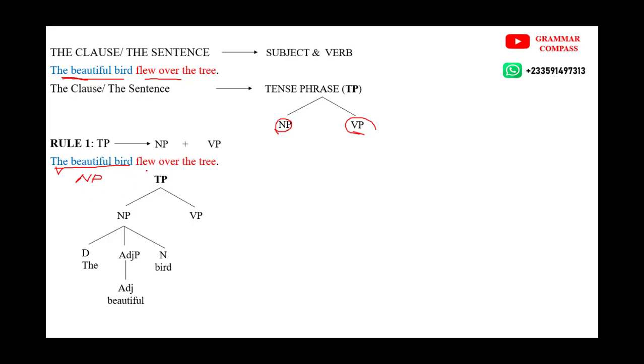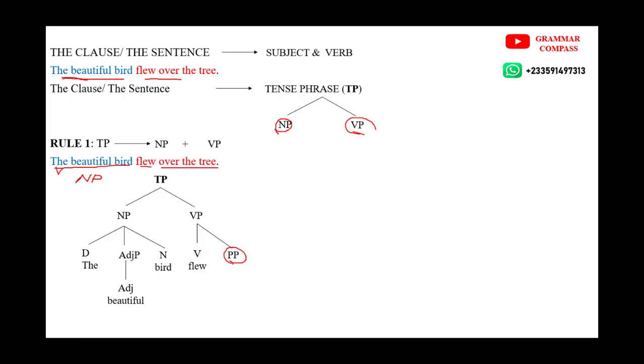Let us move on to break down our verb phrase. We already know how to break down verb phrases in phrase structure grammar. First of all, this verb phrase consists of a verb, that is the head word flew. Therefore, we would have a branch for the verb flew. Then this verb phrase consists of a prepositional phrase. Therefore, we would have a branch for our prepositional phrase.